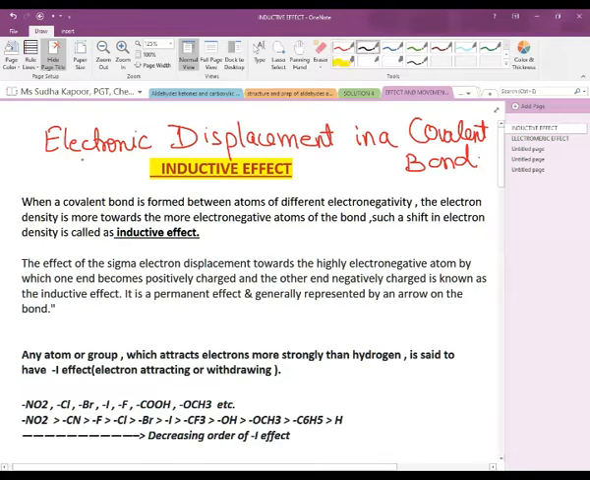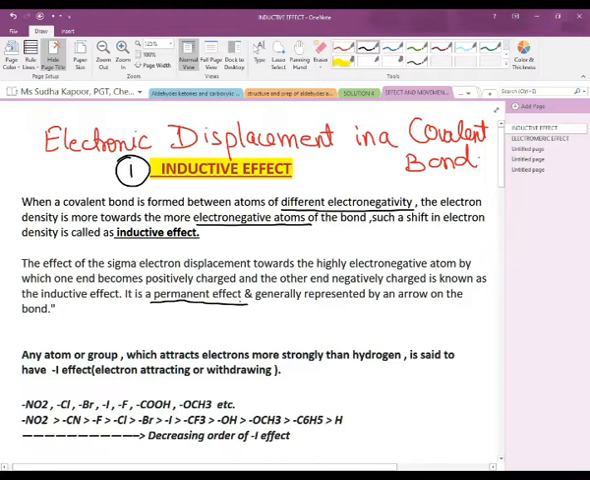So let us move to the first effect, known as the inductive effect. In a covalent bond, a bond formed between two atoms by mutual sharing, if there is a difference in electronegativity, then the electron density is pulled more towards the electronegative atom than the electropositive atom. Such a shifting is considered as the inductive effect. It is a permanent effect and is generally represented with the help of an arrow.